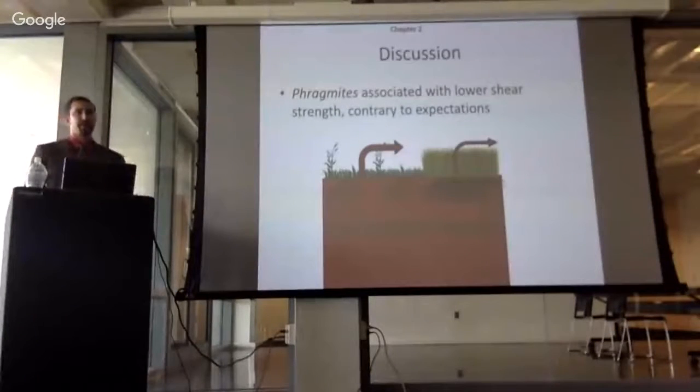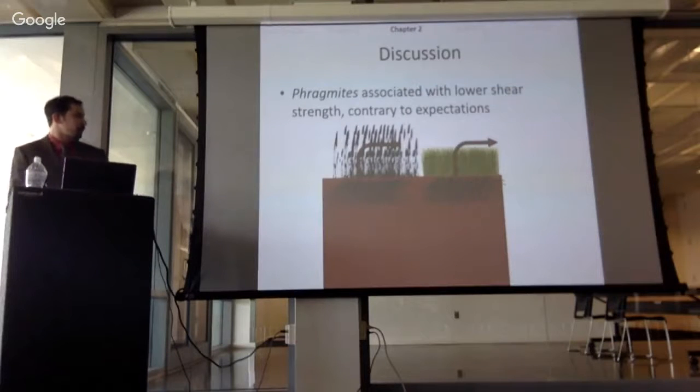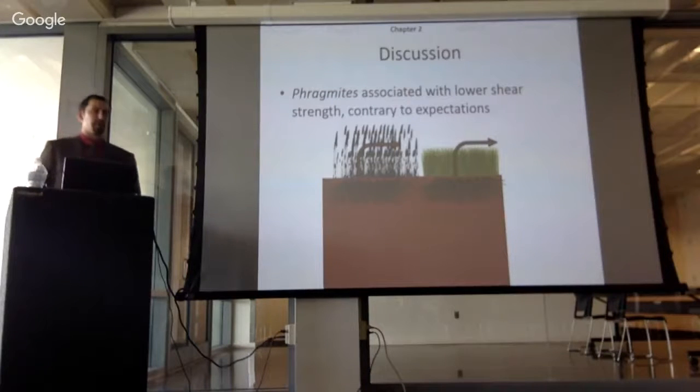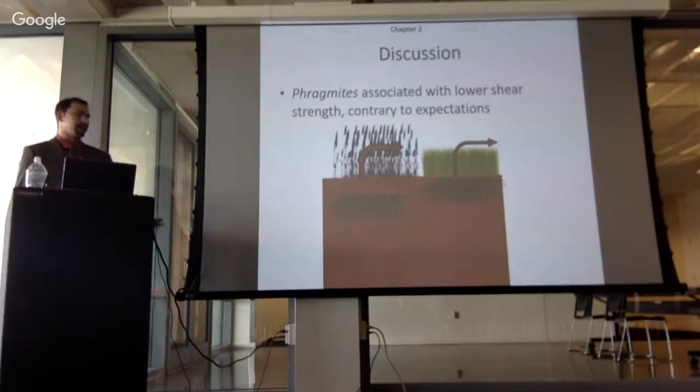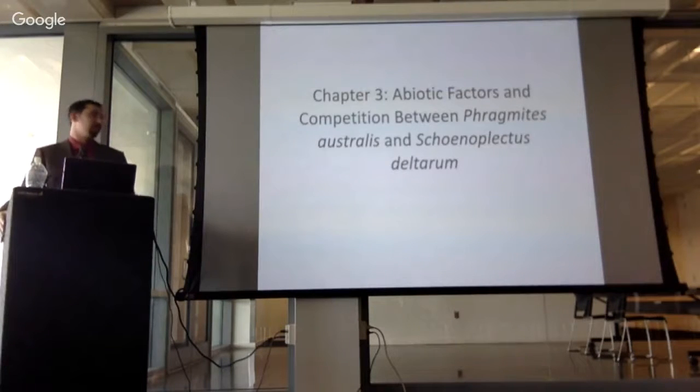Interestingly, Phragmites I expected to be associated with higher shear strengths because it has such a dense below ground network. However, looking into the literature a little bit further, I found that Phragmites actually grows its roots significantly deeper in the sediment than other species. What that means for shear strength, you can have all the roots in the world, but because erosion takes place at the surface, if it's way down in the sediment, you're not doing anybody any good. So you might want more Schoenoplectus deltarum and less Phragmites australis in those marshes that you're building.